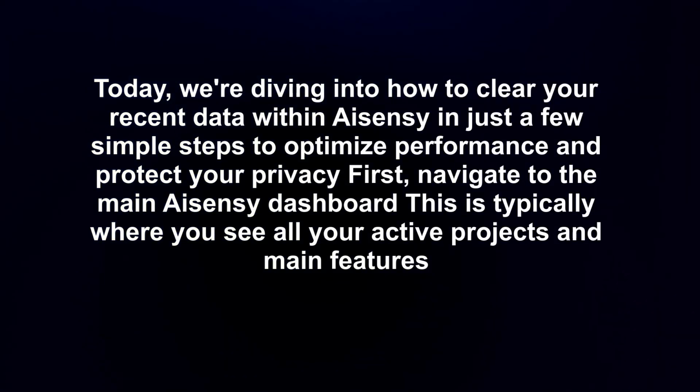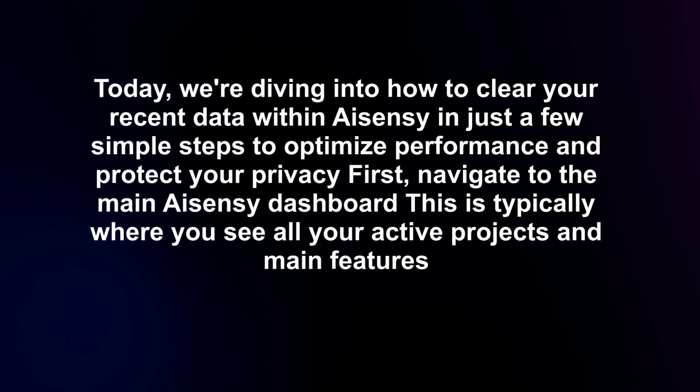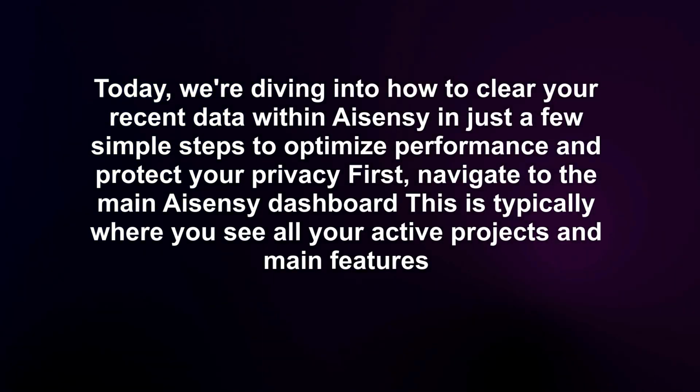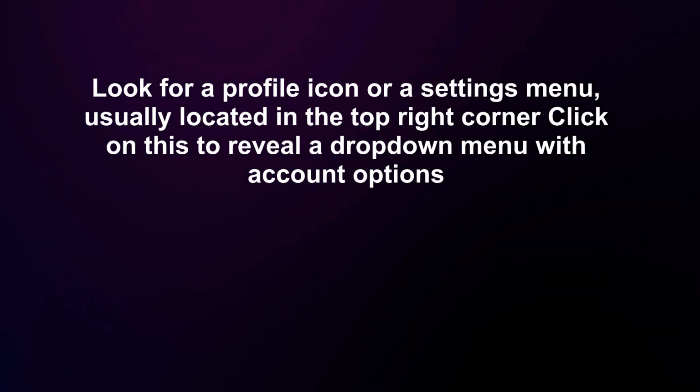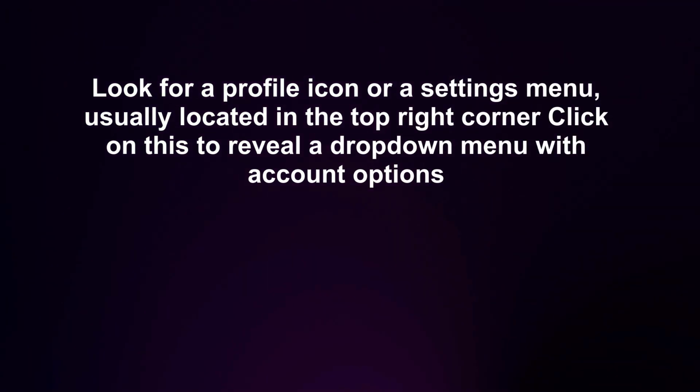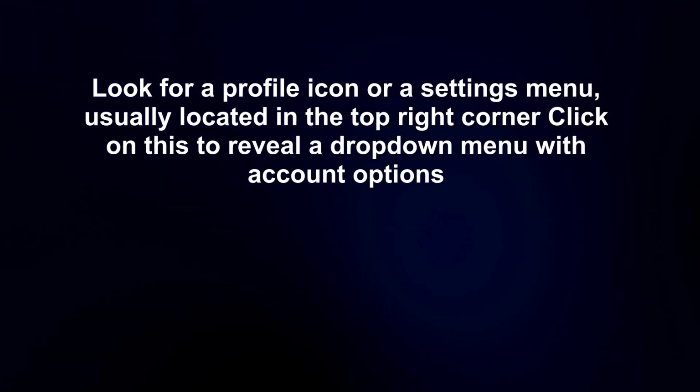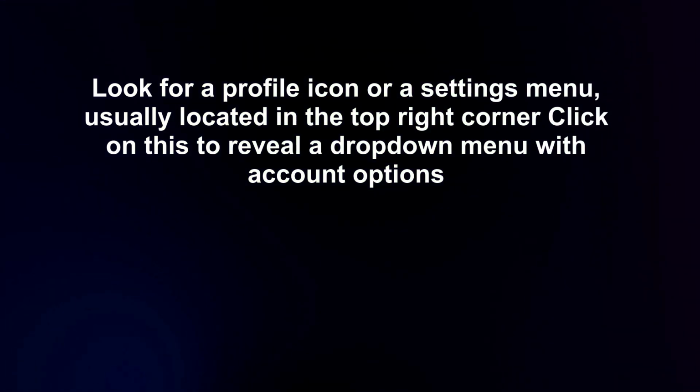First, navigate to the main Aisensy dashboard. This is typically where you see all your active projects and main features. Look for a profile icon or a settings menu, usually located in the top right corner. Click on this to reveal a drop-down menu with account options.